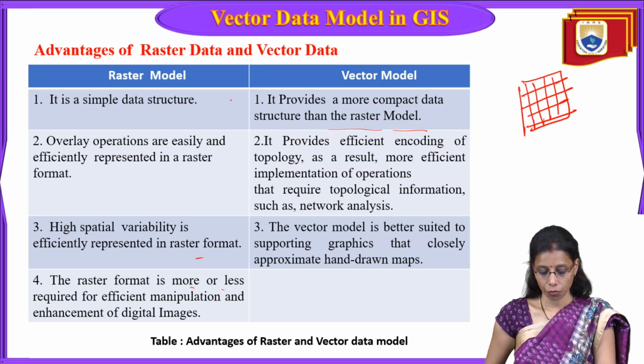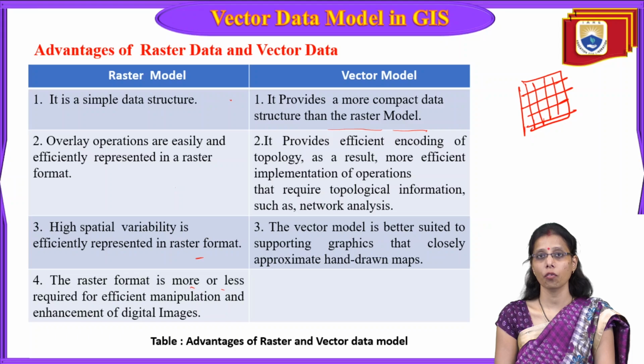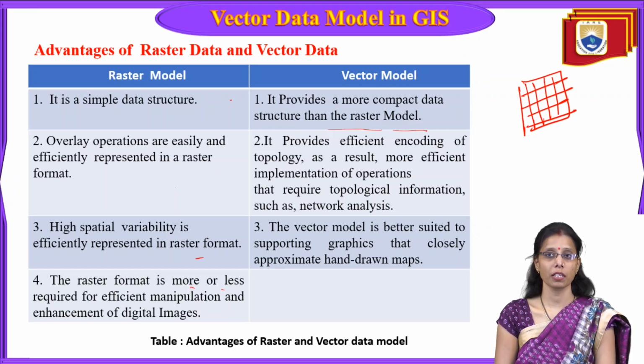These are a few of the advantages. Raster is the simplest one, and overlaying is also simple. Whereas vector provides a more compact data structure than the raster model, and efficient encoding of topology, resulting in more efficient implementation of operations that require topological information. Moreover, we can create our own maps as per our requirement based on the data provided by the raster.